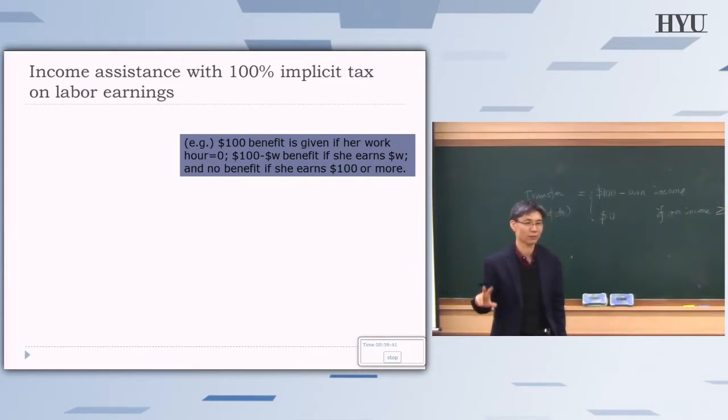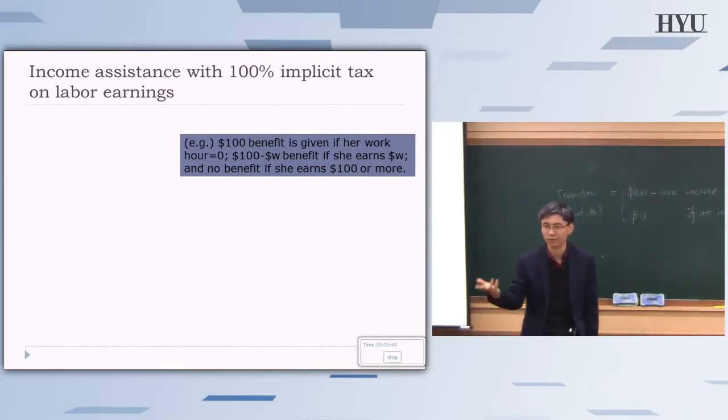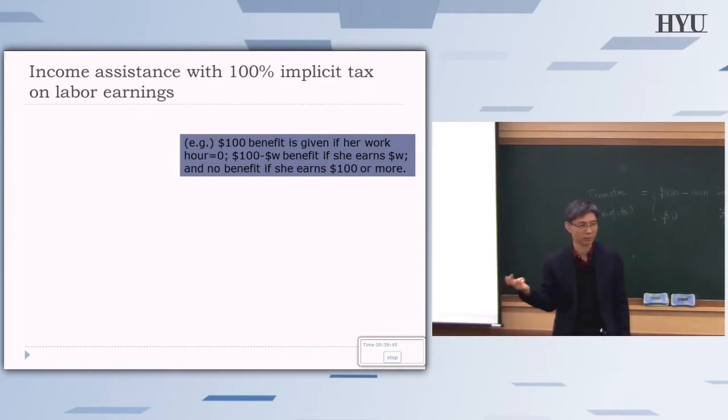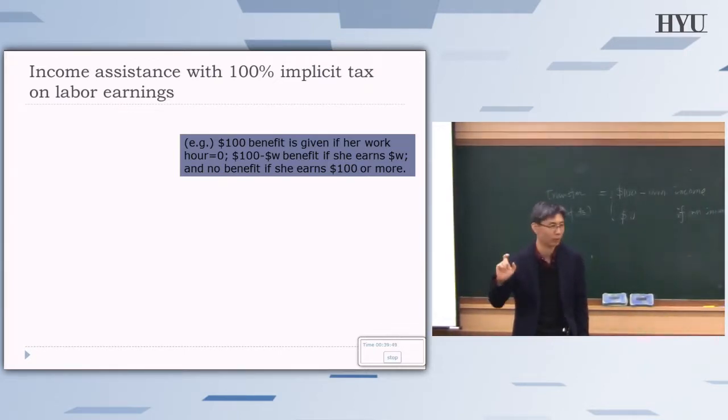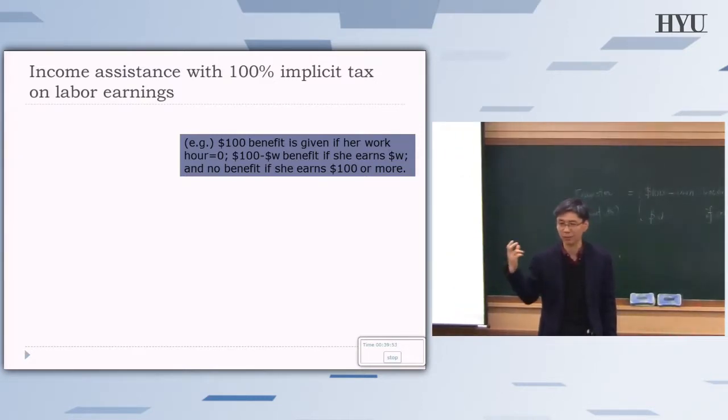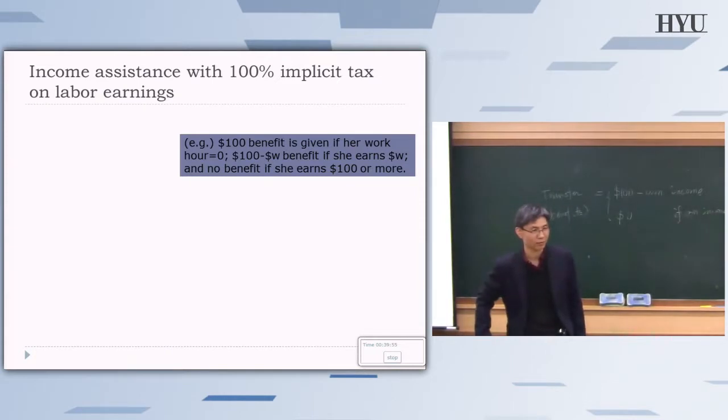That's another way of saying that the government gives the welfare benefits minus her own income, because her own income is used to save the welfare benefits. It basically increases the government treasury. So the government has $10 saved in its pocket. So that is what we call the implicit tax.